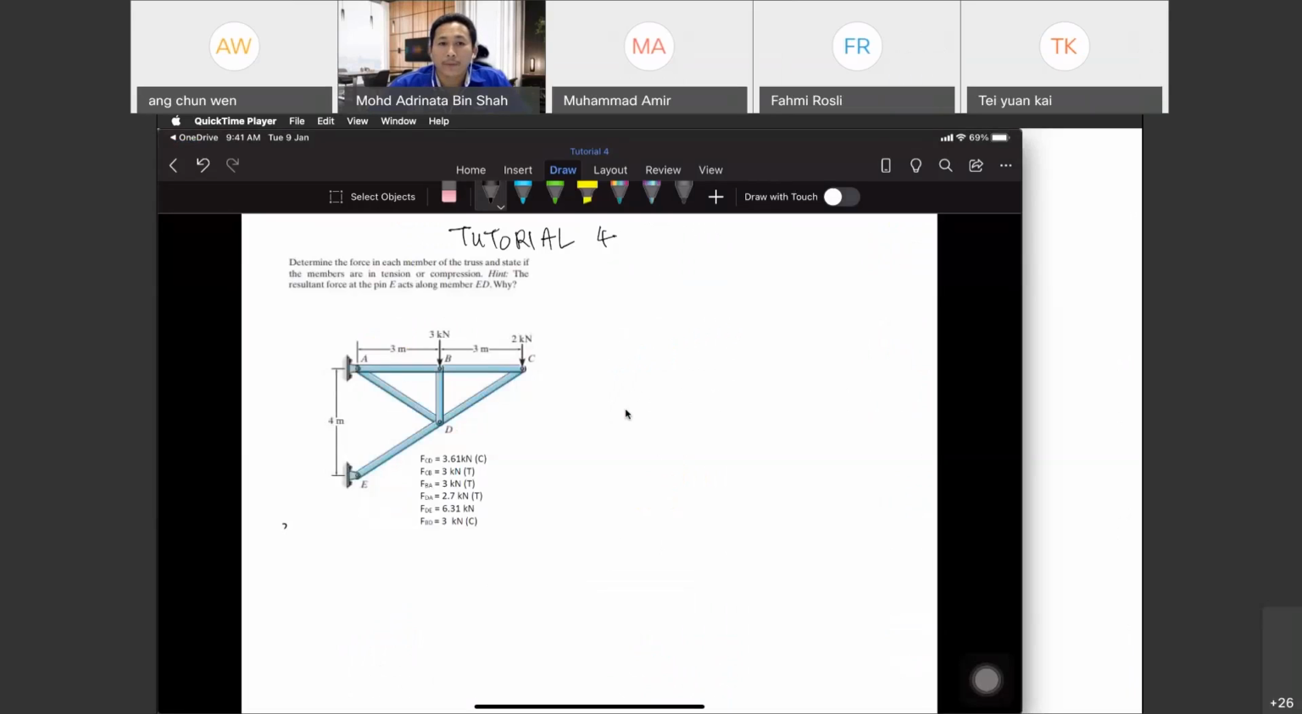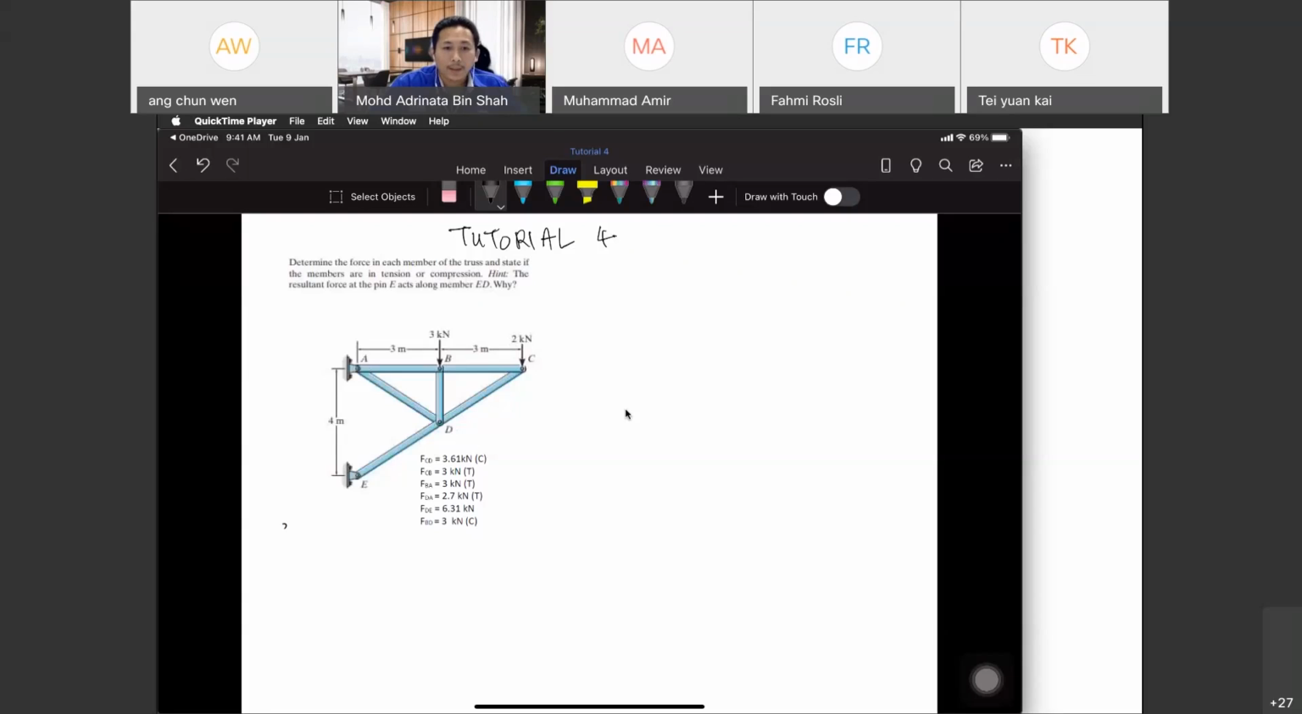In tutorial 4, we have 5 questions. Determine the force in each member of the truss and state if the members are in tension or compression. The resultant force at the pin E acts along member ED, because of the X and Y directions. Okay, so we will discuss the solutions.